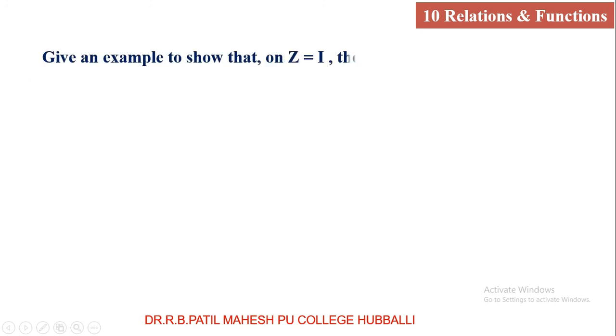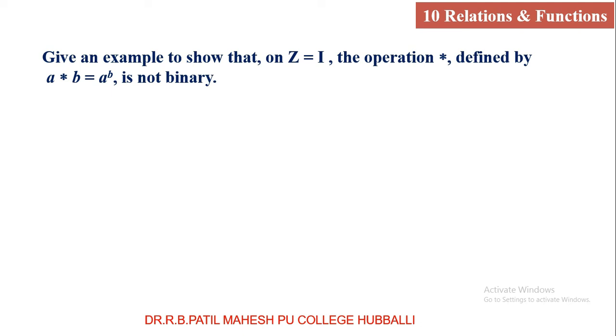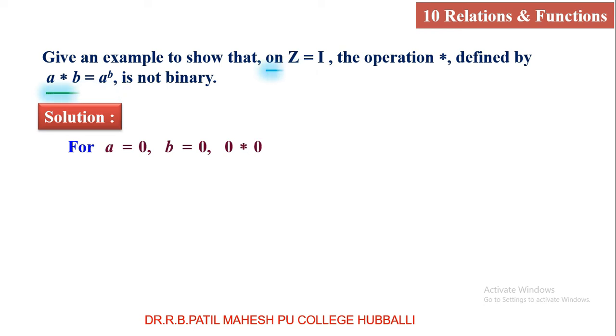Give an example to show that on Z, the integers, the operation star defined by a star b equals a raised to b is not a binary operation. Dear students, this is not a binary operation, but we should give an example of why. Solution: for the element a equal to 0 and b equal to 0, the operation 0 star 0 is 0 raised to 0, because a raised to b is the operation. So definitely it does not belong to the integers. Therefore, a star b equals a raised to b is not a binary operation because of this reason.